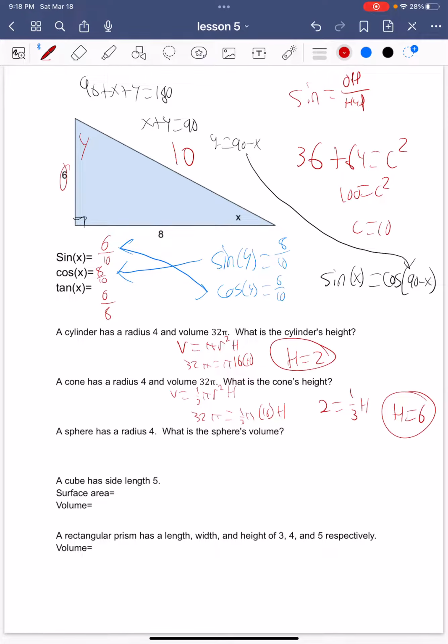A sphere has radius 4. What is its volume? Well, we know that the volume of a sphere is 4/3 pi r cubed. So we have volume equals 4/3 pi times 4 cubed, which is 64.